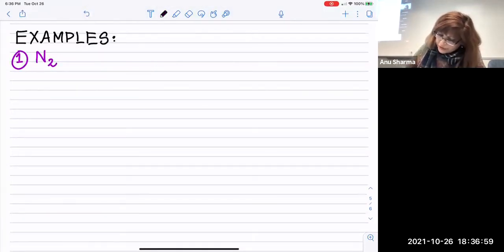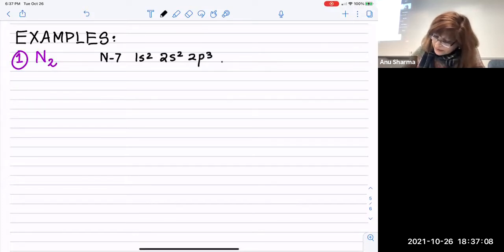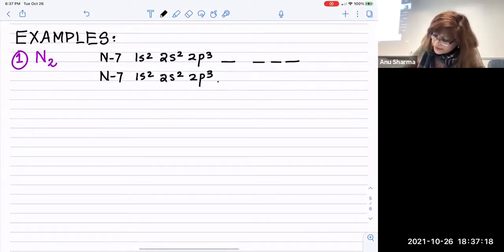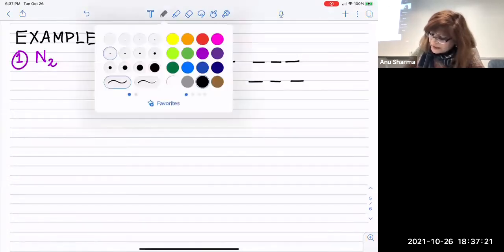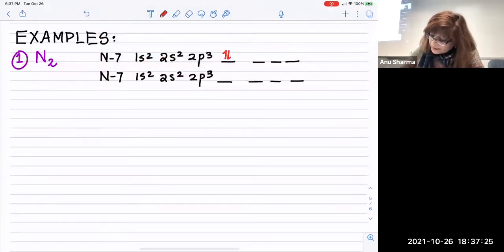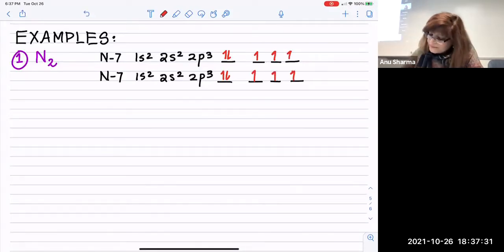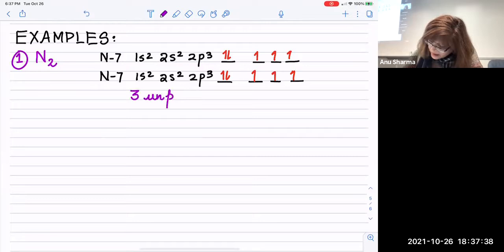I like to do the electronic configurations also. Nitrogen has seven electrons: 1s2, 2s2, and 2p3. Another nitrogen comes, bringing its 1s2, 2s2 and 2p3 also. So we have the 2s orbital diagram, and then 2p3. We see that there are three unpaired electrons on each nitrogen.